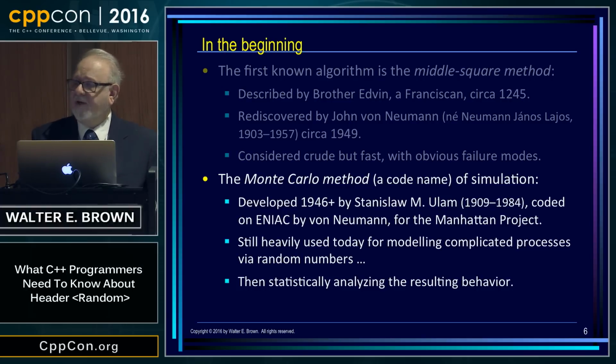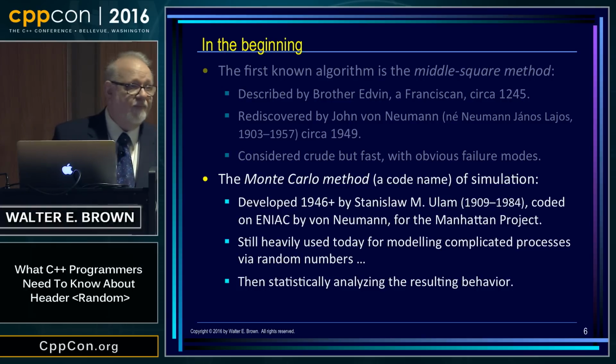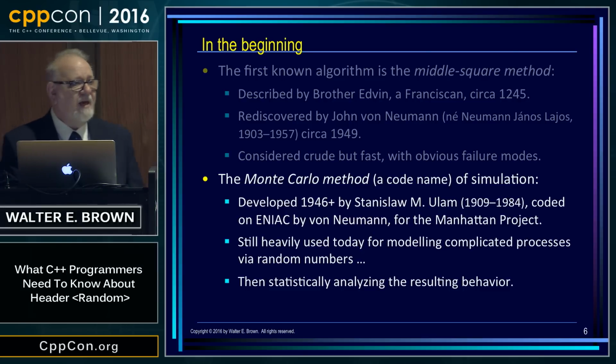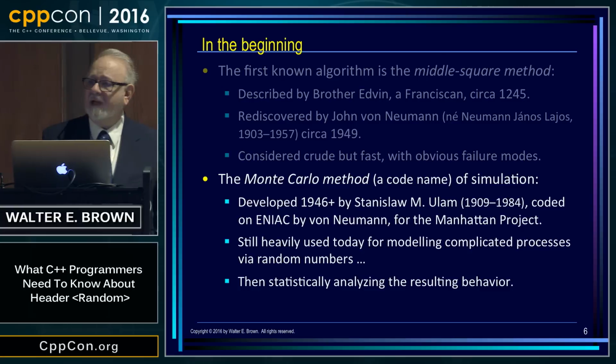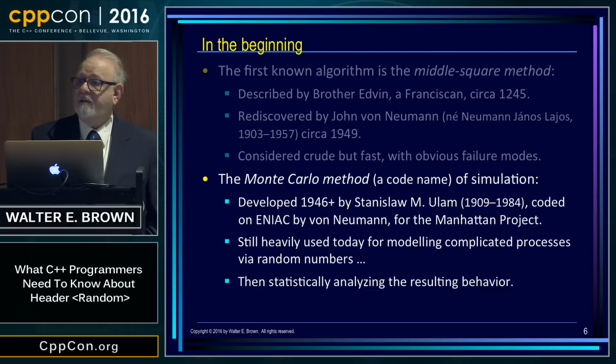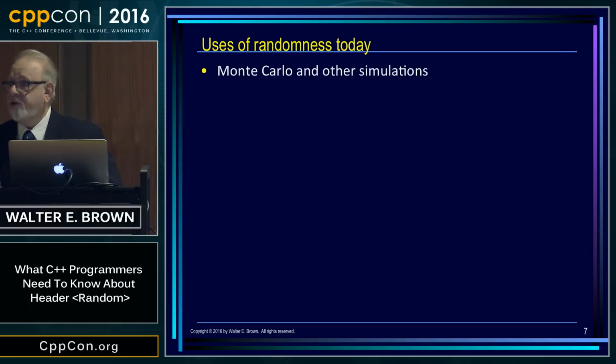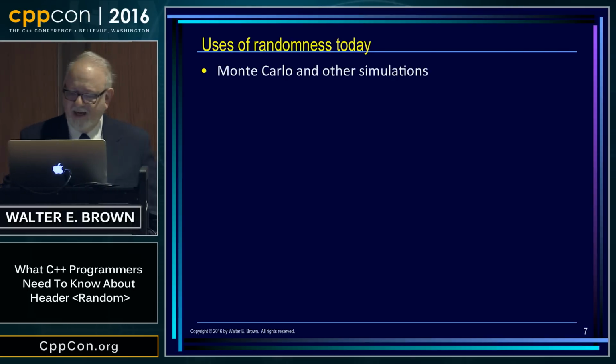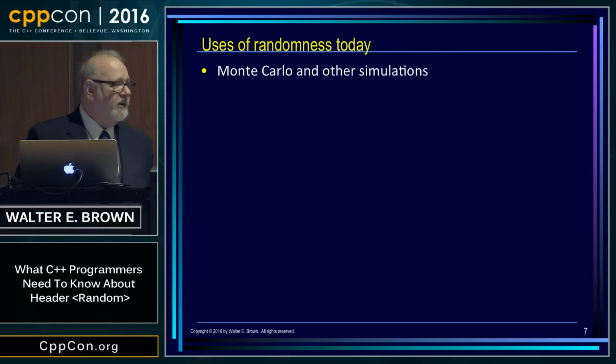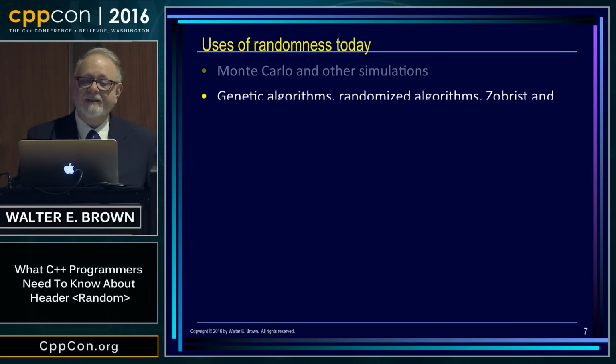The process, however, known as Monte Carlo, is still in heavy, heavy, heavy use today, and it relies intimately on the generation of random numbers. The idea, of course, is that you simulate a process and then do statistical analysis on the measurements you take as a result. But nowadays, there are many more uses of random numbers. I'll just give you some highlights. There are Monte Carlo and other simulations, and yes, it's called Monte Carlo because of where the casino is.